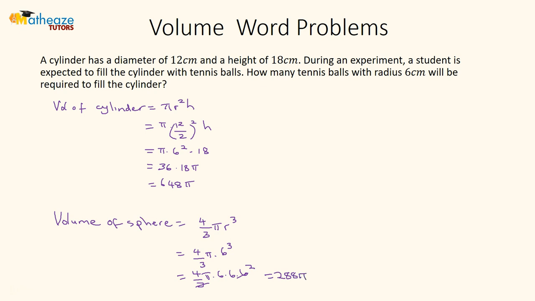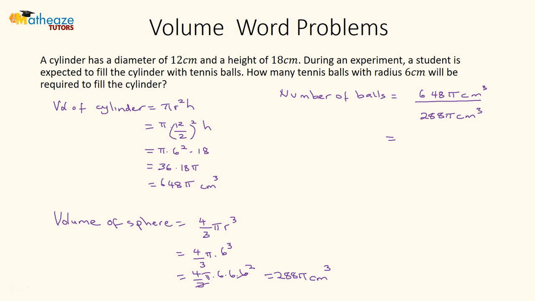Now we want to find out how many balls will fit. This is cubic centimeters, this is cubic centimeters. We want to find out how many balls will fit in the cylinder. So the number of balls is equal to 648 pi cubic centimeters divided by 288 pi cubic centimeters.